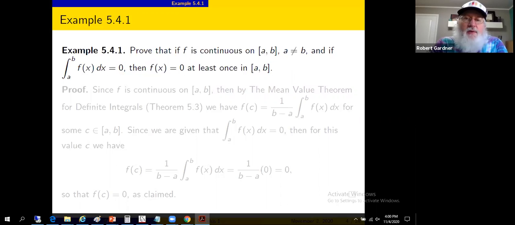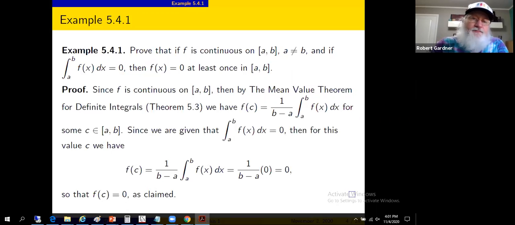Okay, well, it's a continuous function, and the mean value theorem for definite integrals applies to continuous functions. And we know the integral has a value of 0. They told us that. So by the mean value theorem for definite integrals that we just proved, we know there's a point c where f of c equals that mean value. Since the value of the integral is 0, then that mean value is 1 over b minus a times the integral, times 0. The mean value is 0.